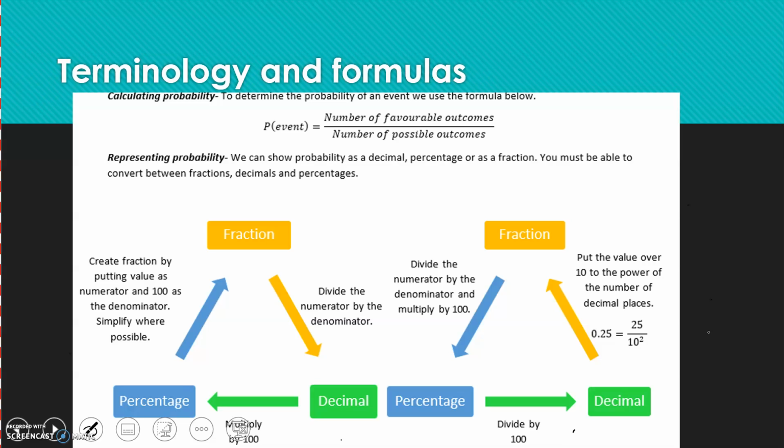And the final way is to go from a fraction to a percentage. To do that, you divide the numerator by the denominator and multiply by 100.